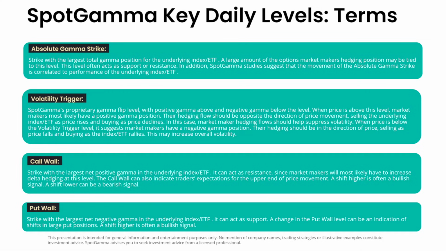The call wall is a strike with large net positive gamma. It can act as resistance, since market makers will most likely have to increase delta hedging at this level. The put wall is a strike with large net negative gamma. It can act as support.